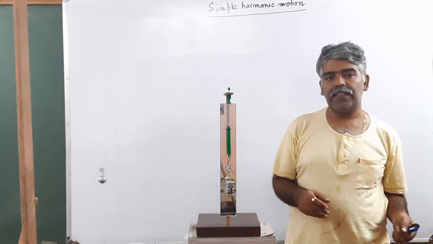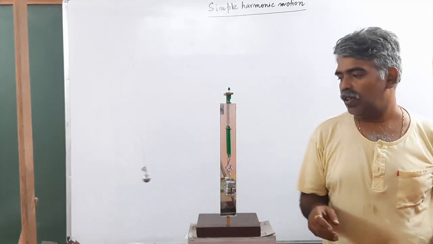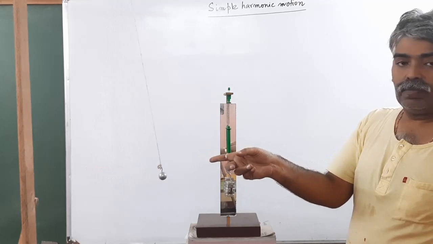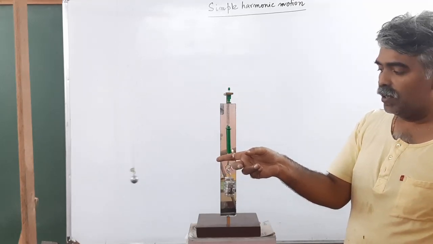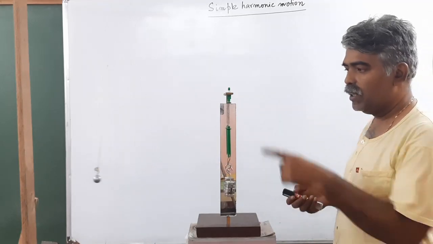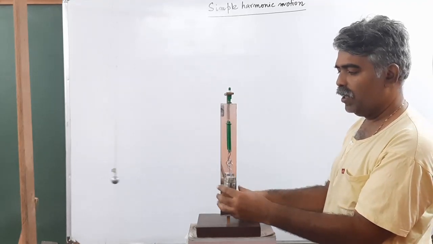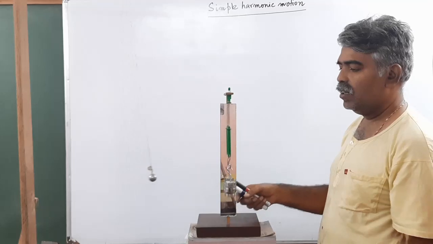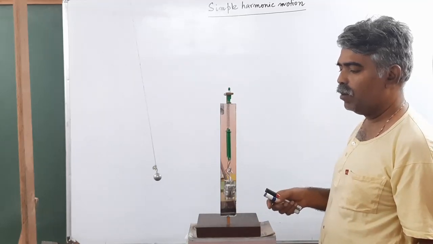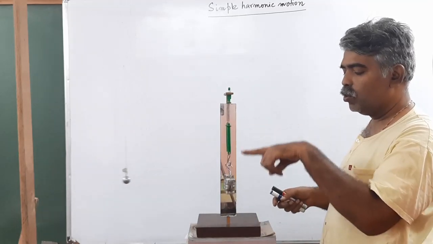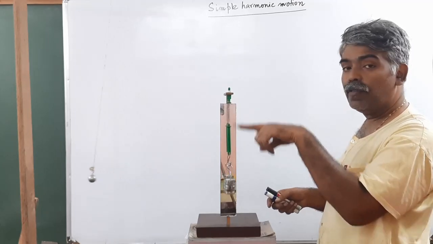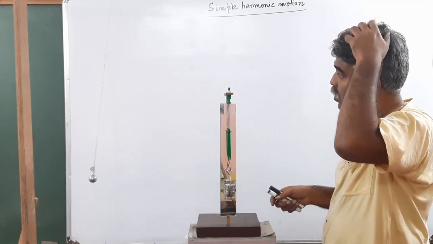Okay, what is a simple harmonic motion? See, this is a pendulum. This is a simple harmonic motion. Now this is a spring. If I pull this a tiny bit and release it, this is also a simple harmonic motion. See, the motion is going to and fro about some mean position.